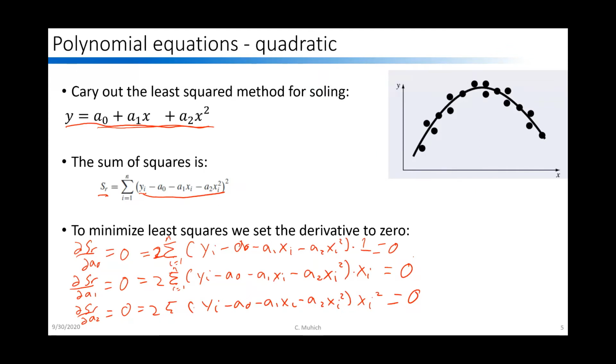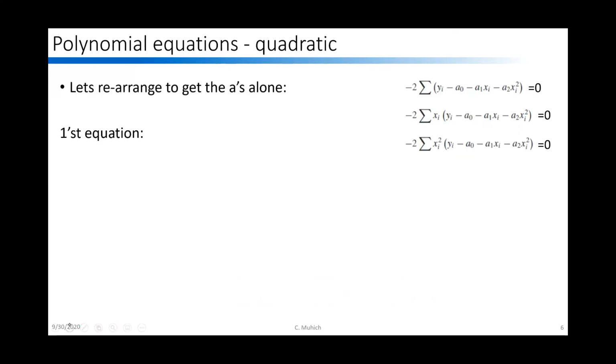So we now have these three equations describing the condition where A1 is a minimum, A2 is a minimum, and A3 is a minimum. So now we're ready to put this into some form where we can get each of these A's alone, so that we can come up with an end value.